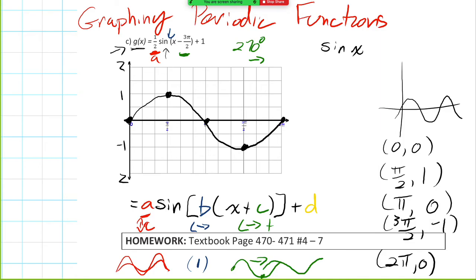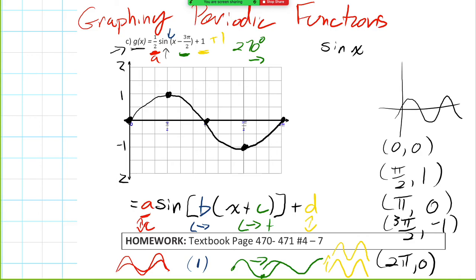And then finally, the d value is vertical translations, and we have plus 1. So what that means is our function is going to go like this, and everything is just going to move up the y-axis 1 value.